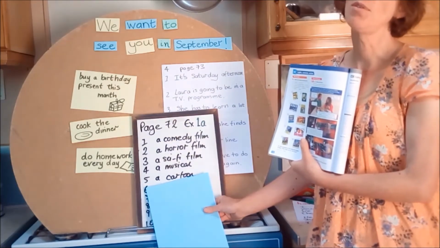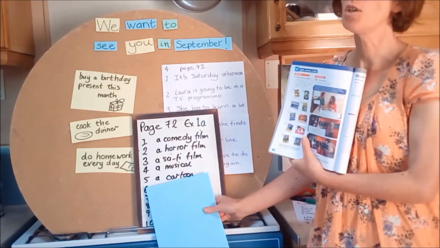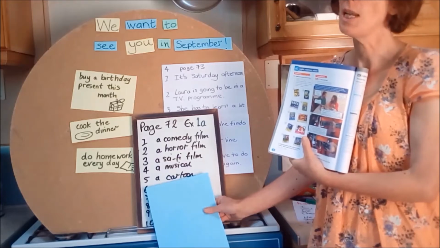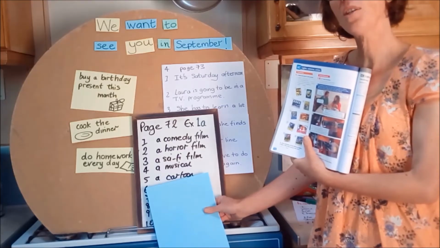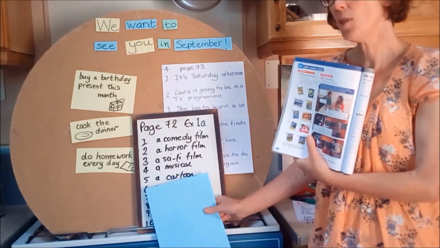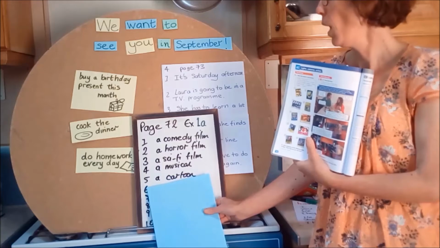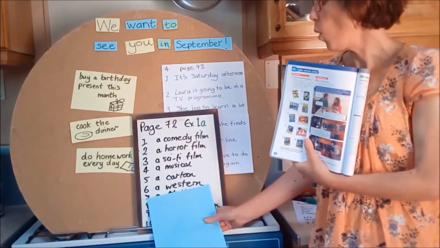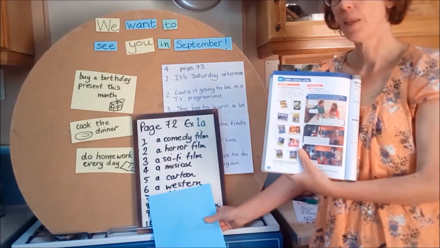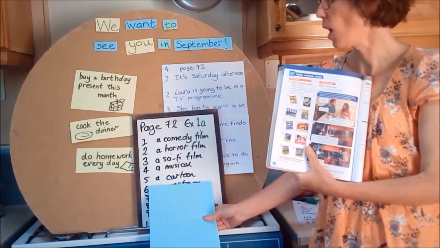Number 5 is some kind of cartoon. Do you know any cartoon films? Usually cartoons are short, but a film is usually longer. Do you know any cartoons, Paul? Frozen. Frozen 2? All the Frozen films? Or Ice Age? What about a Western? Can you see picture 6? Lots of horses, lots of gunfights. A Western.